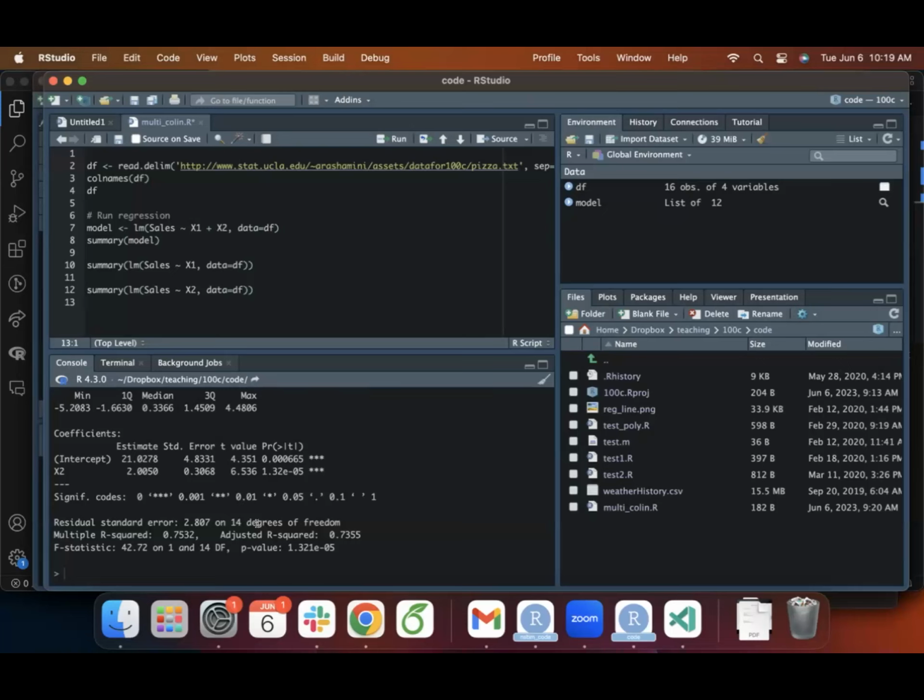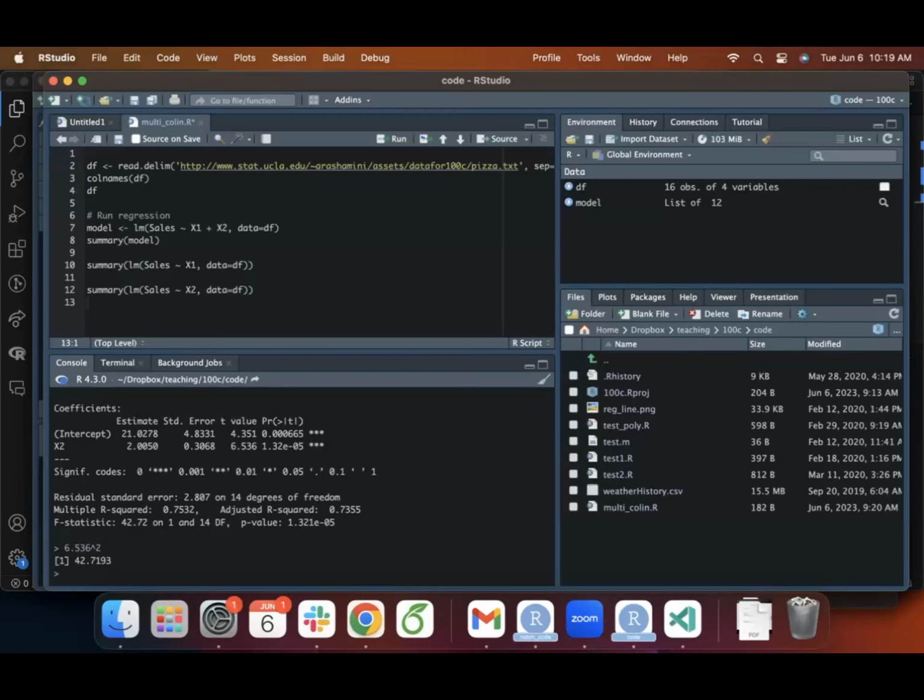And as you can see, the p-value here for the f-test and the t-test are the same. So again, going back to something I said before, when you do a single t-test, it's equivalent to the equivalent f-test. In this case, the f statistic is going to be the square of the t-value. So if you do, for example, 6.536 squared, you should get 42.72.